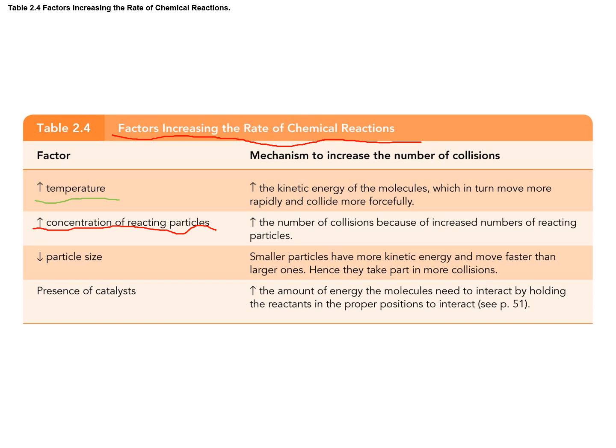Another one is particle size. If you make the particles smaller, they're going to have more kinetic energy and move faster, and they're going to have more chance to hit each other in collisions, which allows these reactions to occur and happen.